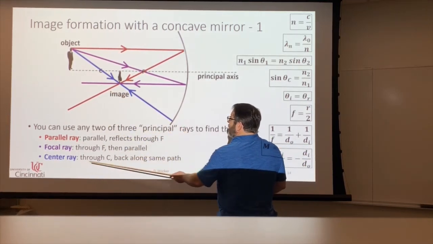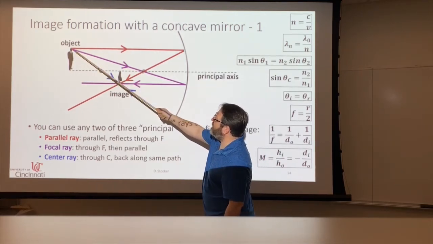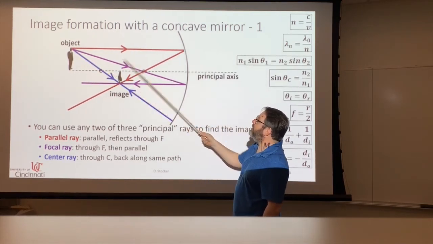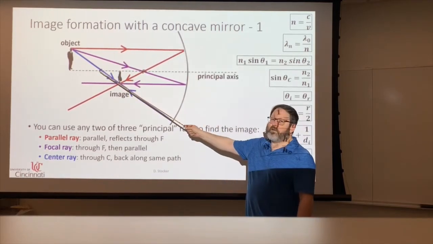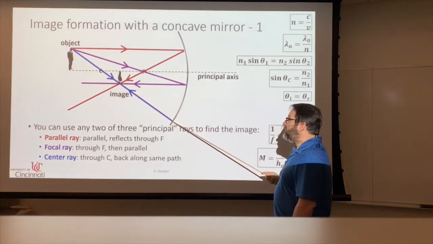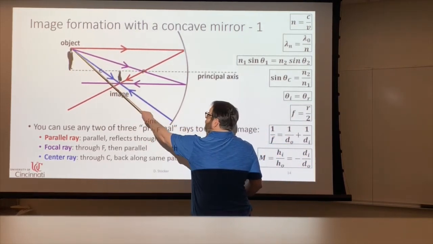It's called the center ray. So if you draw a line from, again, the same point on the object and go through the center for this mirror, if that light hits the mirror, it came from the center of the mirror and hit, so it's going to bounce right back in the same direction. So that is another one that's easy to draw.